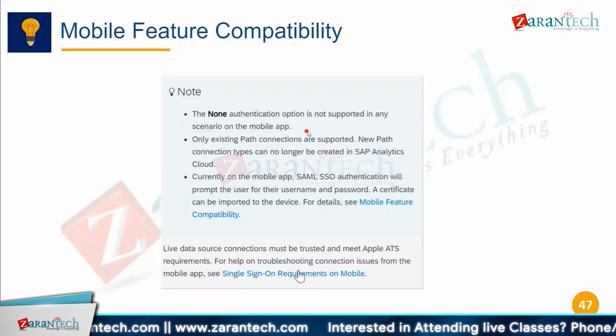Basically, if you have a database which is open to everyone, whoever clicks on the URL or opens the database for connection, if they can connect, then such scenarios are not available by default. Only SAML single sign-on or username and password type authentication can be consumed in the mobile app. Only existing path connections are supported. New path connections can no longer be created in SAP Analytics Cloud. Currently on the mobile app, SAML SSO will prompt the user for username and password. Once you enter username and password for the first time, the certificate will be imported within your device. Then from next time, as I said, there is no need to enter username and password.